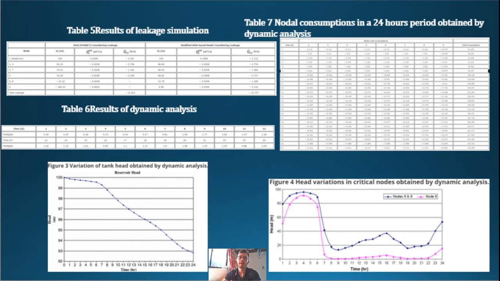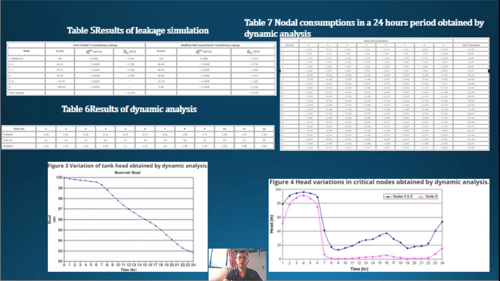Results of dynamic analysis. The sample network was also analyzed using an extended period simulation within a 24-hour period and with time steps of 1 hour. The demand pattern is presented in Table 6, by substituting the reservoir in node 1 with a tank having the capacity of 1000 m3.